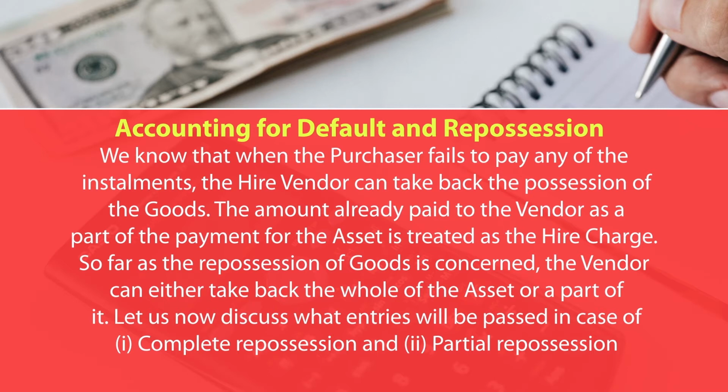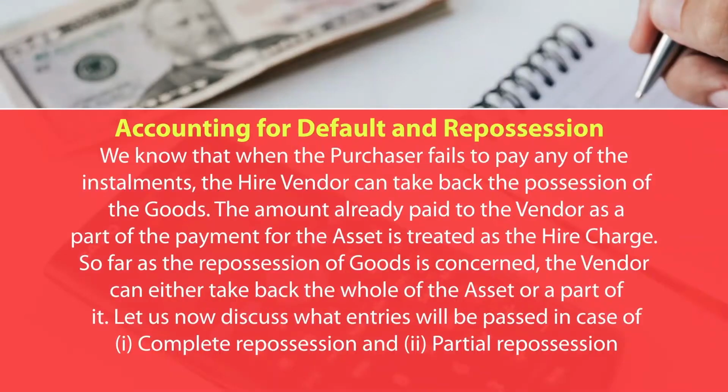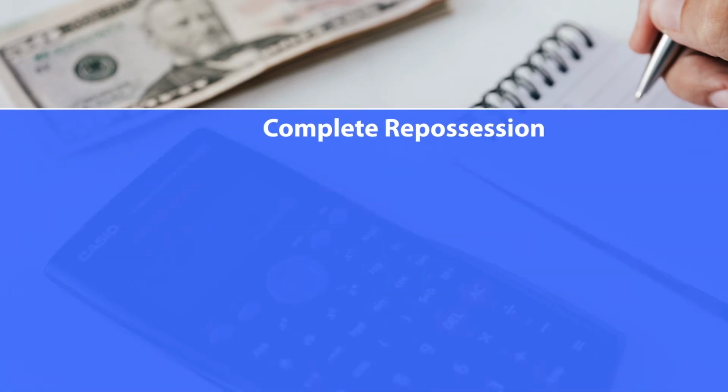So far as the repossession of goods is concerned, the vendor can either take back the whole of the asset or a part of it. It is the prerogative of the hire vendor whether he wants to take all the assets back or only part of them. Let us now discuss what entries will be passed in case of complete repossession, and second, in case where a partial repossession has taken place. So, the first one is complete repossession.